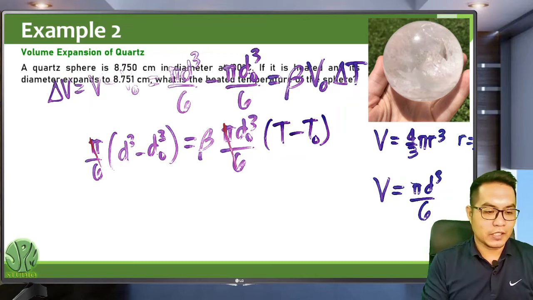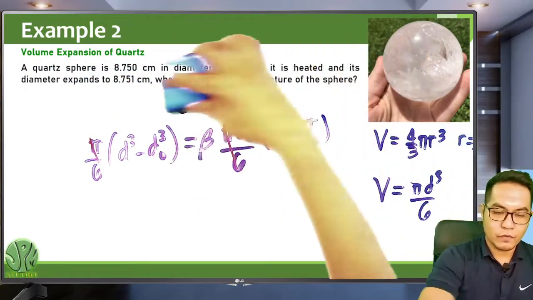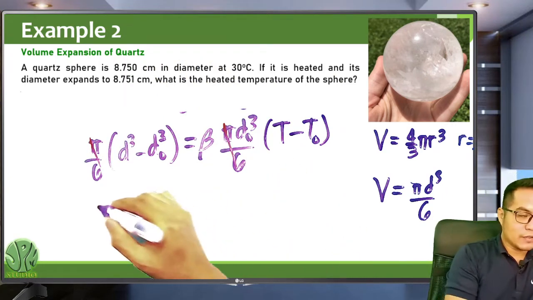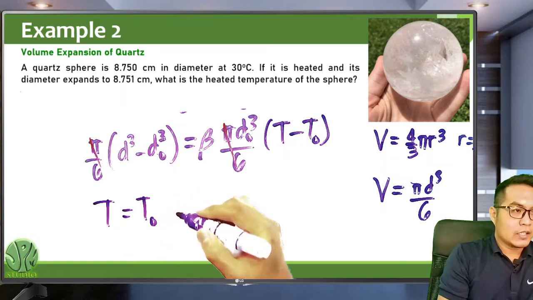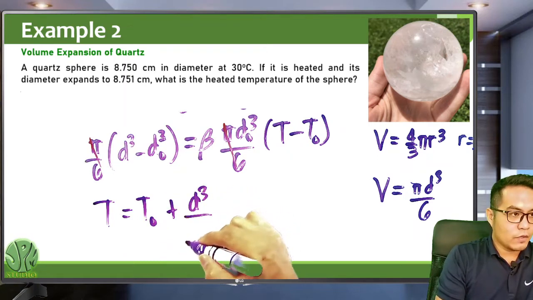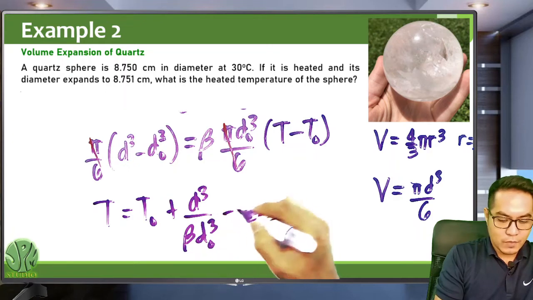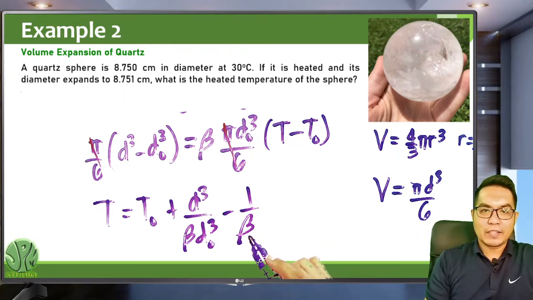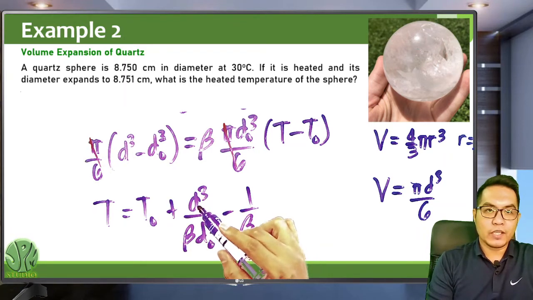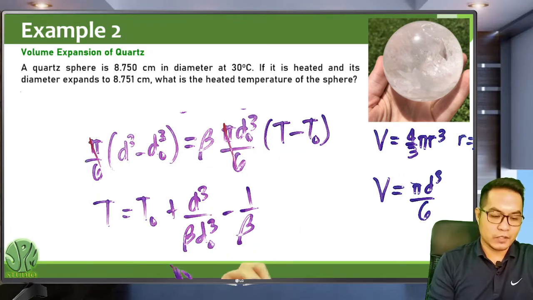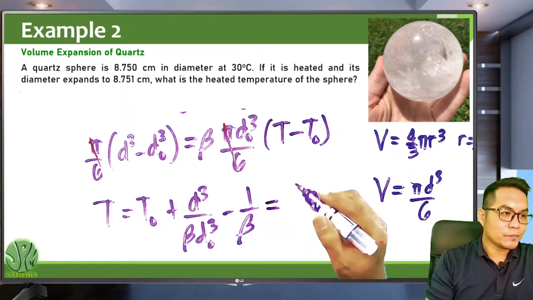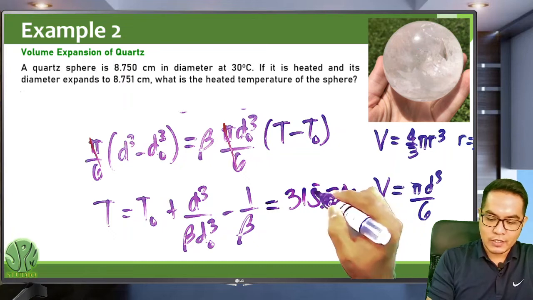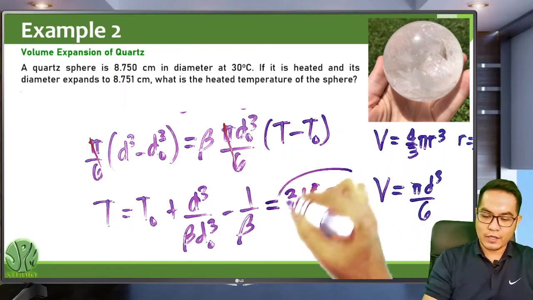It's actually 30 degrees Celsius. I'm just going to erase this one. So it's 30 degrees Celsius. So solving for T, we get T is equal to the initial temperature plus d cubed over beta d naught cubed minus 1 over beta. So use the beta value for quartz. You are already given the final diameter and the initial diameter and the initial temperature. This will give you a value of 315.7 degrees Celsius. So this is your final answer.